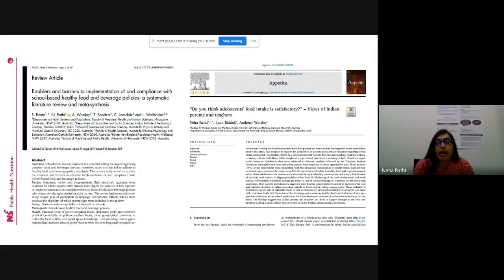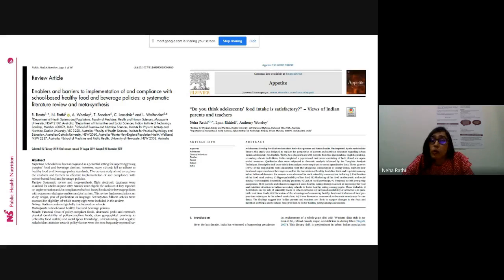Now, you just see the titles. On the review article, the title of this paper is Enablers and Barriers, and so on. Similarly, if you move on to the Appetite paper, you have, do you think adolescents' food intake is satisfactory? And so forth. Just below the title, you can see the names of the authors. In the first case, it's Ronto, Rathi, Worsley, Sanders, Lonsdale, and Wolfenden. In the other one, it's Rathi, Riddell, Anthony, Worsley.